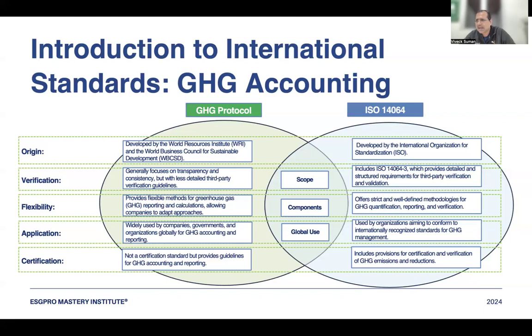And there are some overlapping elements, which is basically in terms of scope. Both of them have the same scope. Here, I'm talking about the GHG Protocol and ISO 14064.